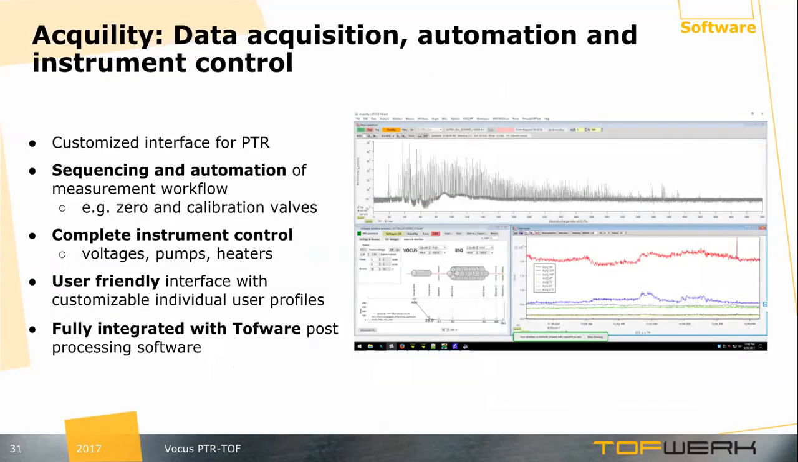Then Ability is a user interface like you see on the right here in the screenshot. You have control of your voltages in the voltage tab, a time series and mass spectrum panel. And here you can also control sequences, for example, zero valves, calibration valves. And you can also customize this interface to different people or to different applications. So if you share one instrument in a lab that does different things, you can have basically all your preferences set up in this software, so it's quick to get running when you have time on the instrument.